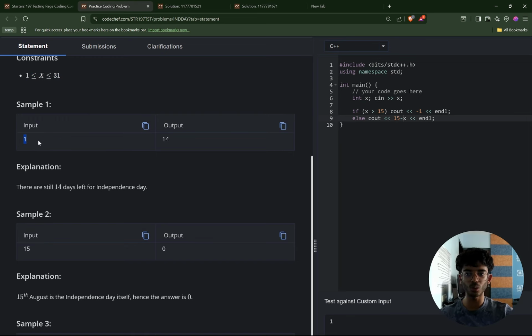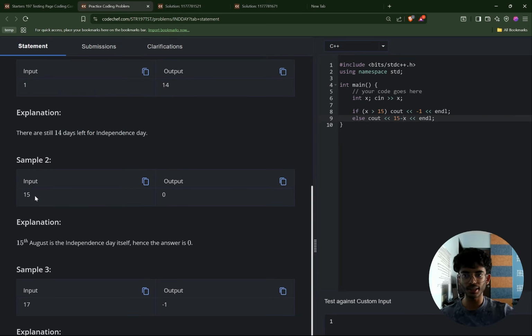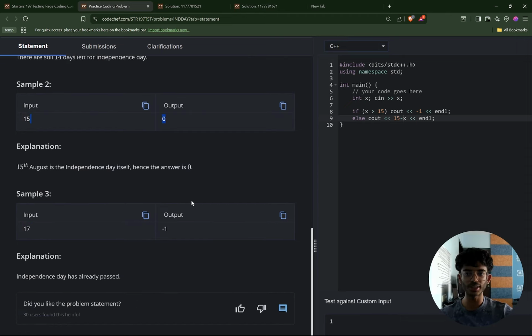So in the first input we're given 1 and there are 14 days left for the Independence Day, so we'll be printing 14. In the second input, it's 15, so the Independence Day is today itself. So the answer would be 0. In the third, the Independence Day has already passed, so we'll be printing -1.